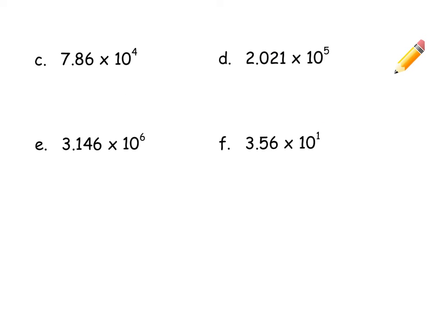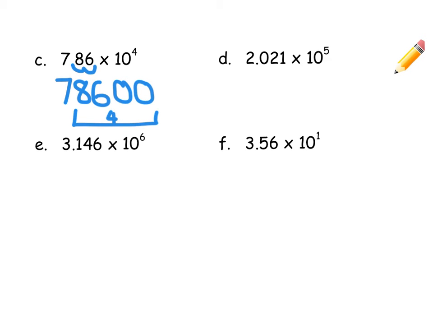So 7.86 times 10 to the power 4. So the 4 tells us we need to move that dot 4 places. So 786 means I've moved the dot 2 places. I've got another 2 to go, so 2 zeros. And I double check, look, there are 4 digits there after the 7.